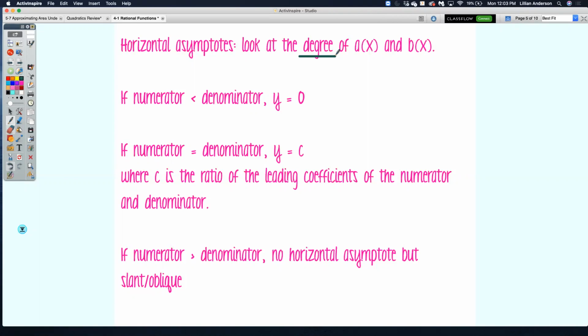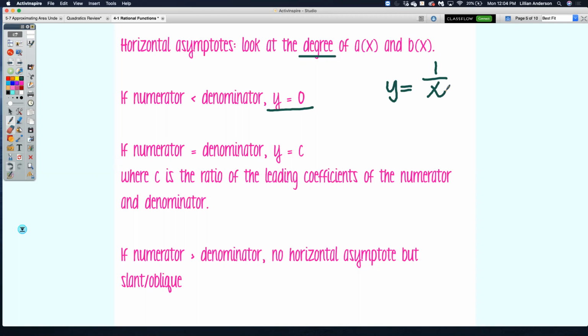We talked about what a degree is in the last unit. What's another word for degree? Power. More specifically, you want the largest power of your numerator and your denominator. Because once you look at the degree of your top and your bottom, if the numerator is less than your denominator, then your horizontal asymptote is y equals 0 every single time. An example of that would be something like 1 over x, your simplest rational function.